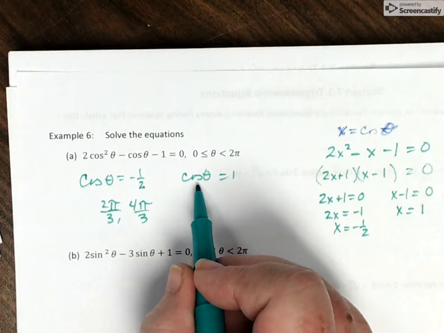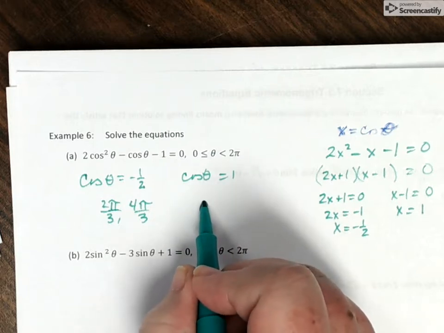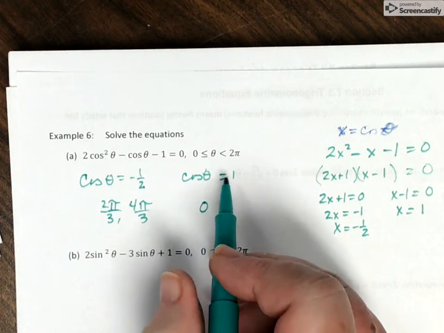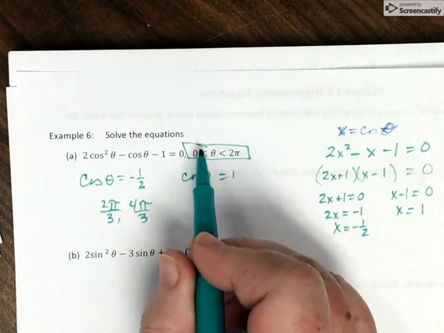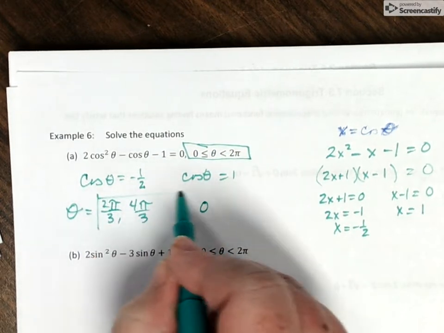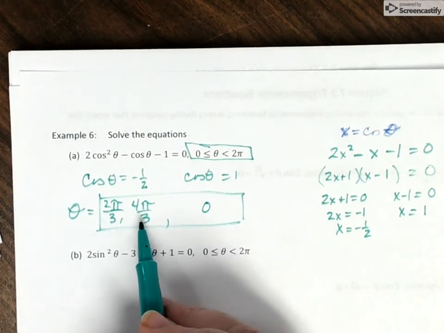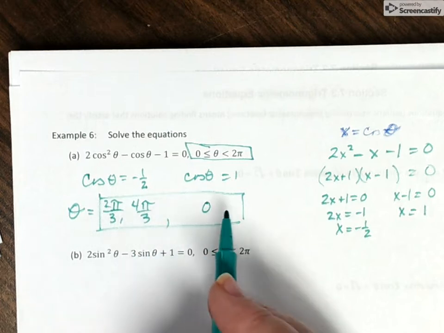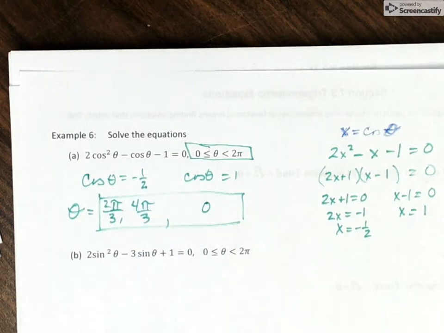Then ask yourself, where is the cosine value equal to 1? That happens at 0 and at 2 pi, which is the same location, but remember, in our restrictions, 2 pi is not allowed. So our answers are theta is equal to 2 pi over 3, 4 pi over 3, and 0. All three of those answers would make this a true statement.